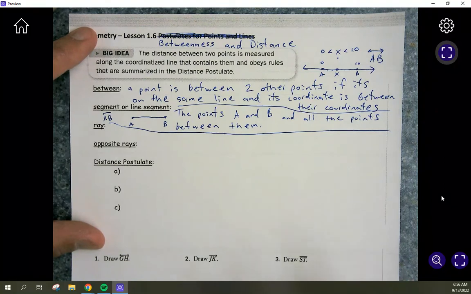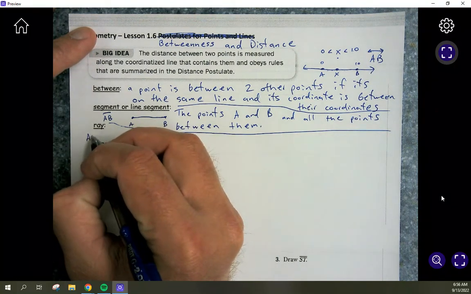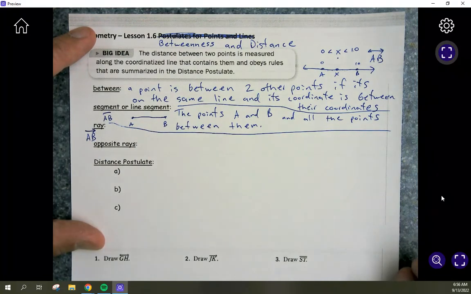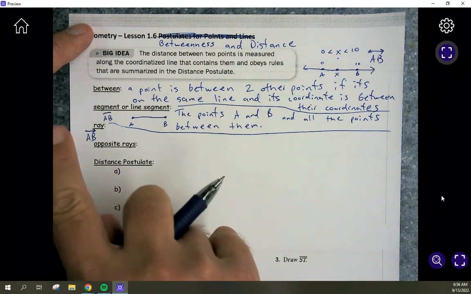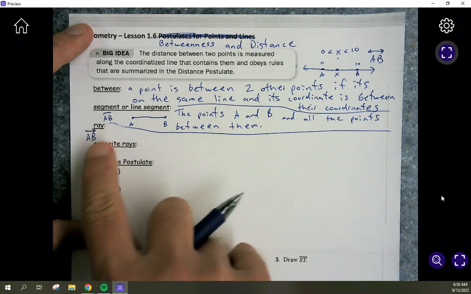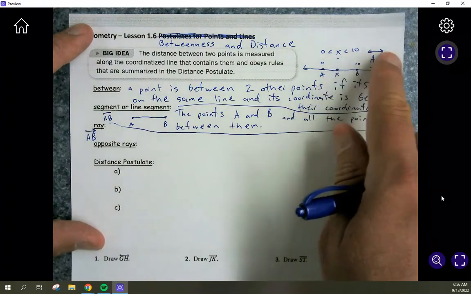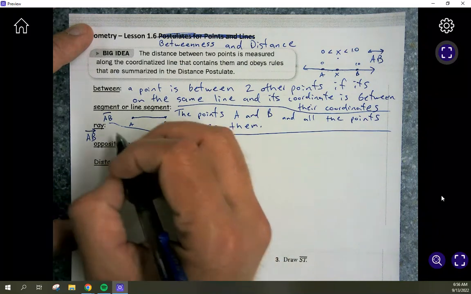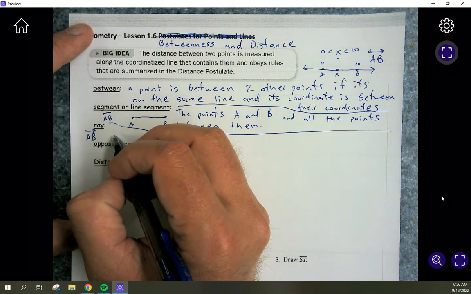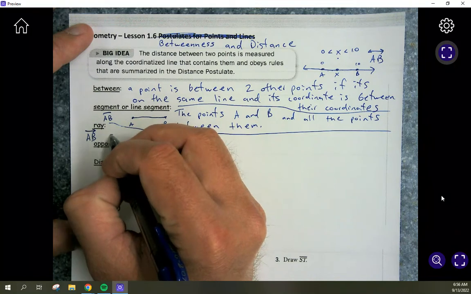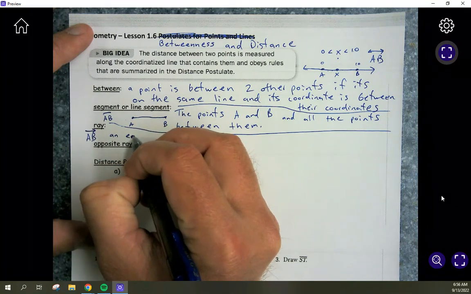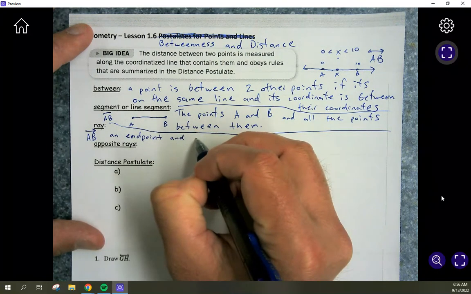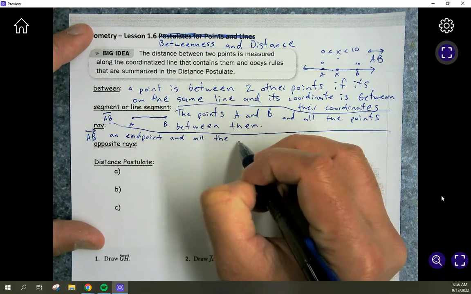That's a segment. All right, a ray has one endpoint and then goes forever in the other direction. It can go to the left, it can go to the right, but it has an endpoint and then goes forever. So this has 2 endpoints, a line has no endpoints, goes forever in both directions, and a ray goes forever in one direction. So our definition here, we have an endpoint and all the points on one side of that endpoint.